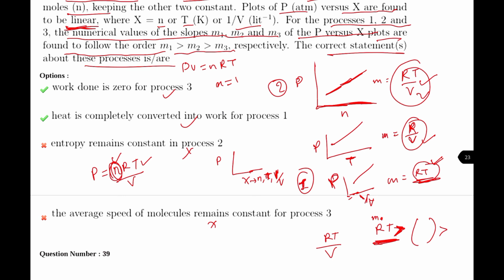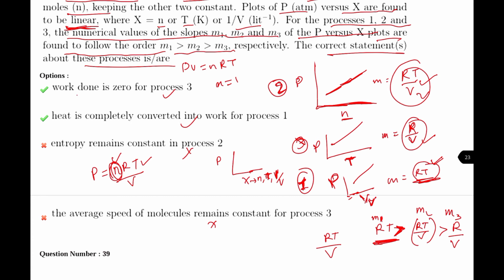So the first plot is P versus 1 by V. This is M1. The second highest value is RT by V. It is R into T by V, right? And finally the least slope is nR by V. So this is M2, and M3 is nR by V. So the second plot is P versus n, and the third plot is P versus T. So now you know which process is 1, which is 2, which is 3, which plot.